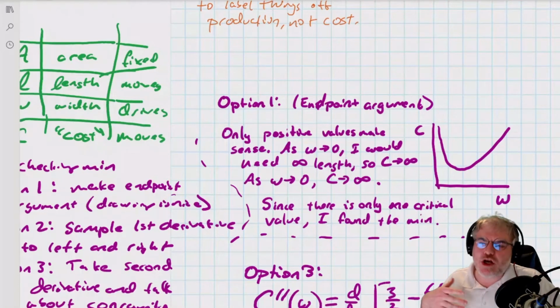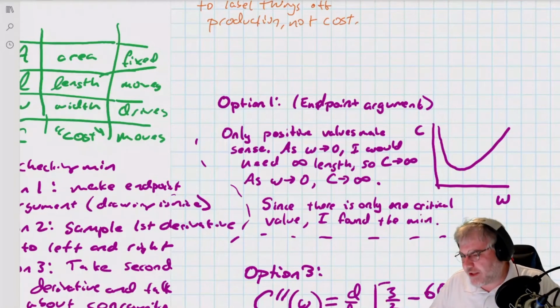Okay, so I can make an argument for endpoints, right? I've got one critical value, the thing's shooting off to infinity on either side. I got them in.